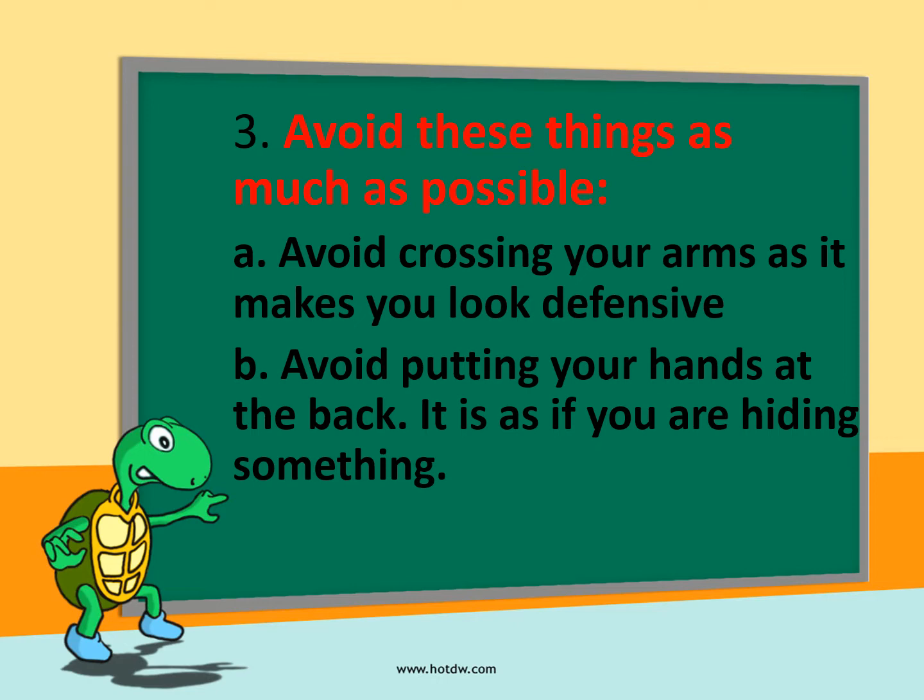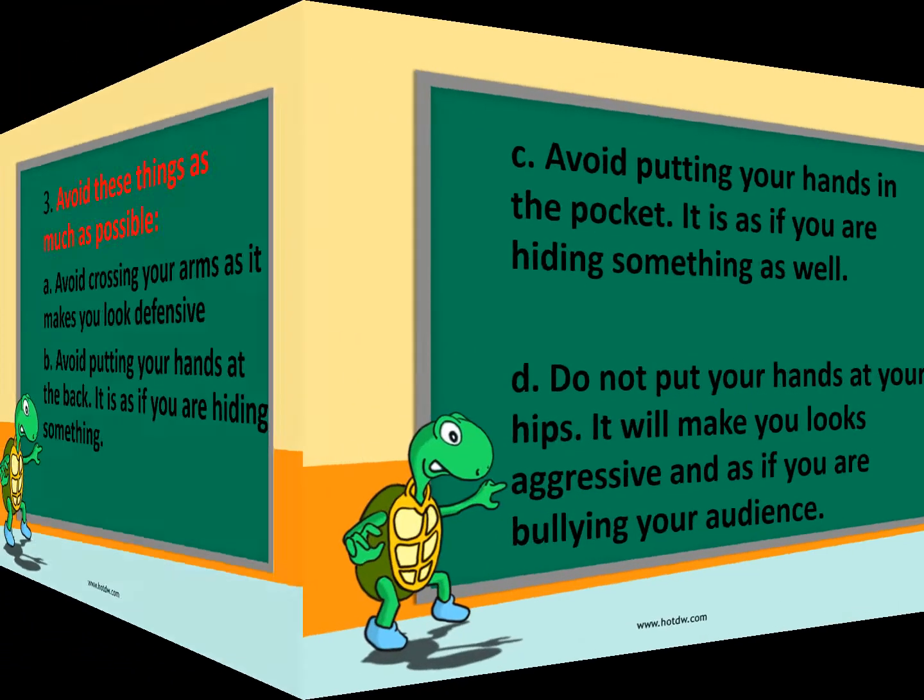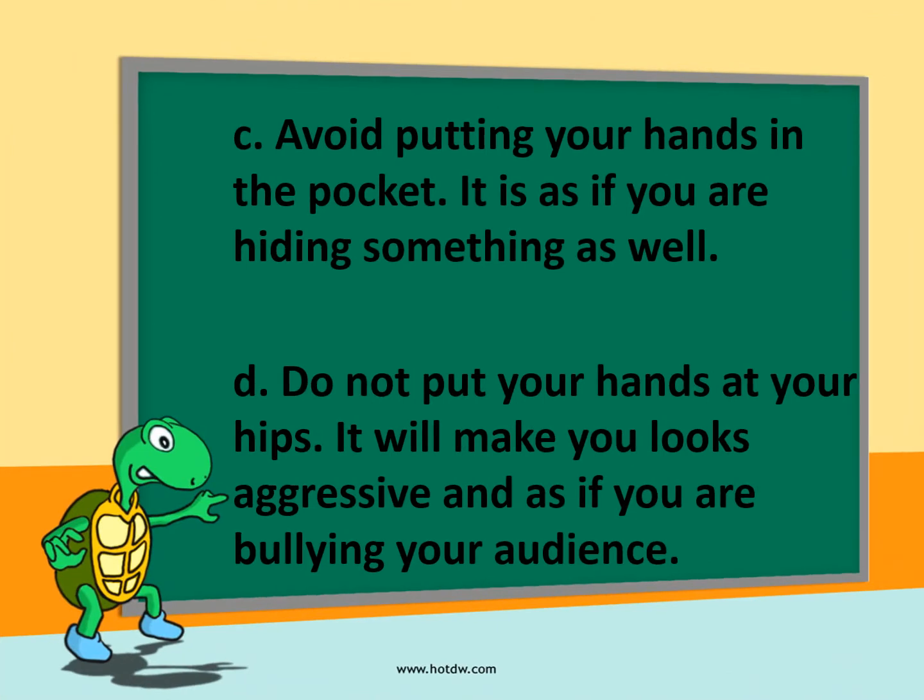Letter A. Avoid crossing your arms as it makes you look defensive. Letter B. Avoid putting your hands at the back. It is as if you are hiding something. Letter C. Avoid putting your hands in the pocket. It is as if you are hiding something as well. Letter D. Do not put your hands at your hips. It will make you look aggressive and as if you are bullying your audience.